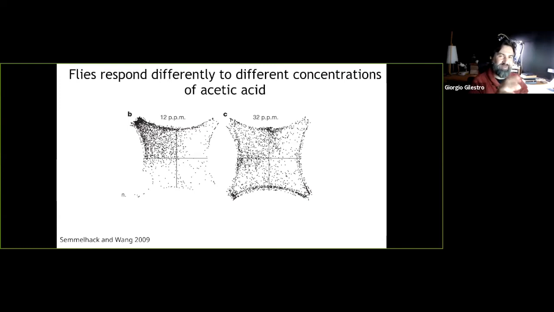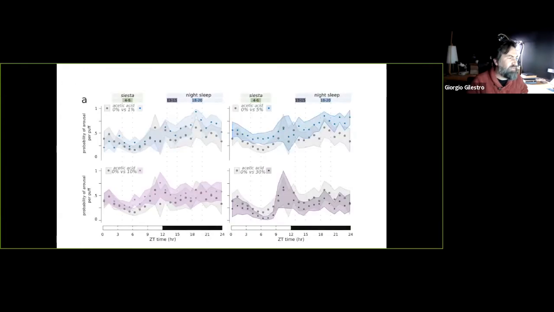So if you compare this to a bang, this is a stimulus where the softer bang is more attractive than the louder bang. So we give animals different concentrations of acetic acid, either attractive in blue, so 1% or 5%, or neutral in red, so 10% or 30%. And then we measure their probability of arousal per puff.